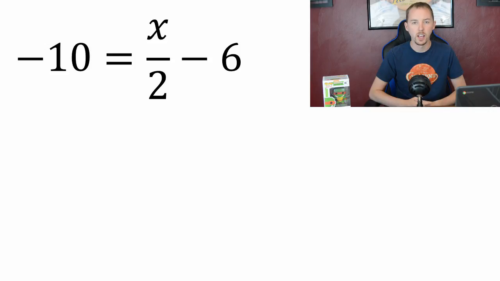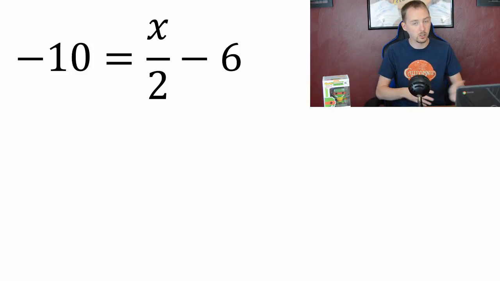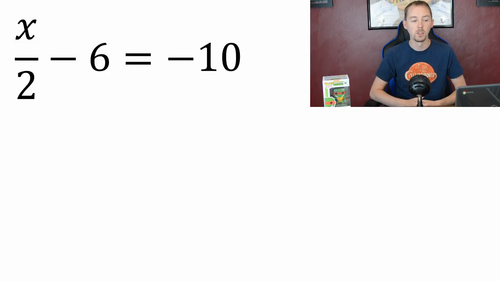Negative 10 equals x divided by 2 minus 6. Now, in this example, it looks a little bit different than all the others that we've done because the variable is on the right side this time instead of being on the left side. That doesn't actually matter because we're still going to get the variable by itself by moving everything else to the other side. So if it bothers you though, what you can do because of the symmetric property is you can rewrite it by switching both sides of the equal sign. So you could write it as x divided by 2 minus 6 equals negative 10.